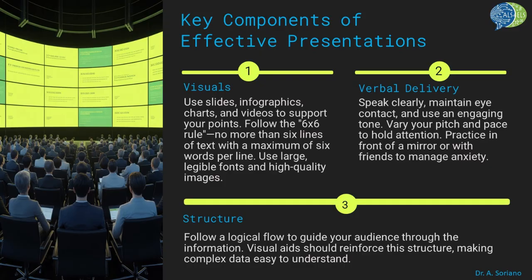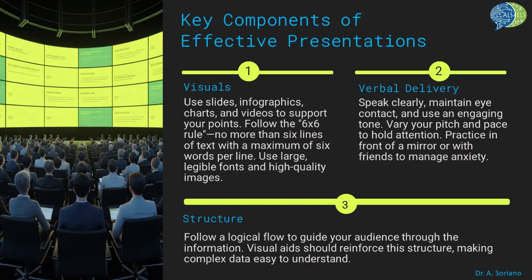Now, let's talk about informative presentations, which blend speaking and visual aids. There are 3 key components to get right. First, your visuals. Use slides, charts, or videos to support your points. A good guideline to avoid clutter is the 6x6 rule, no more than 6 lines of text per slide, with a maximum of 6 words per line. Always use large, readable fonts and high-quality images.